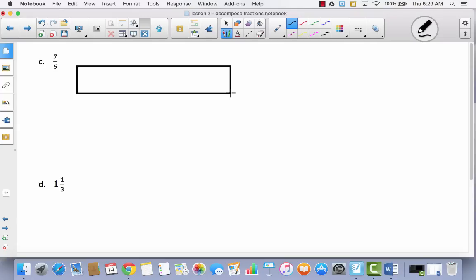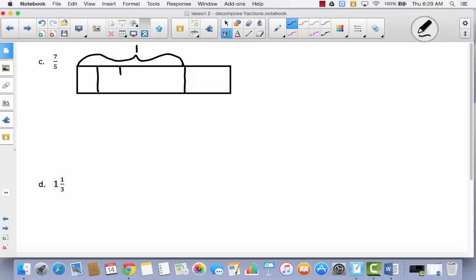Okay, so the first thing I'm going to do is I'm going to determine my whole, because when I see a numerator that's greater than the denominator, I know that this is going to be greater than 1. So I'm going to go ahead and label this 1. My denominator is 5. That tells me I have to divide this into 5 parts. That means I have to draw 4 lines.